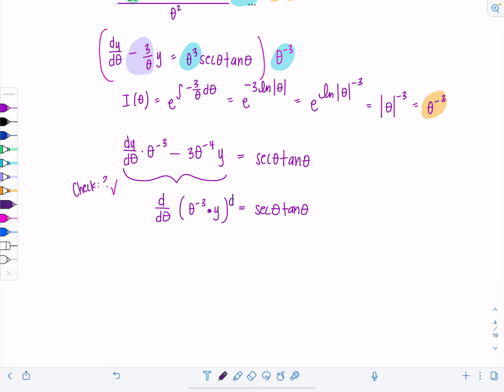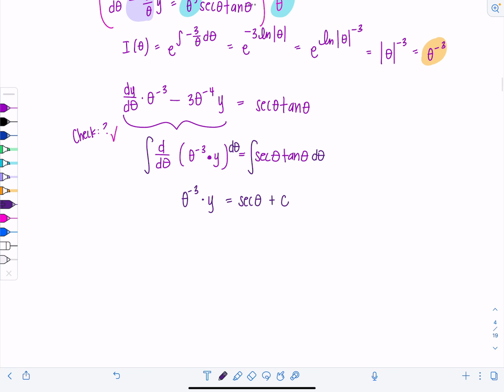How wonderful. So d theta, integrate. Okay. So now we have theta to the negative third y equals, what's the antiderivative of secant theta tan theta? It is secant theta. Don't forget plus c, okay? Now it's kind of up to you at this point. Do you want to solve for C now or after you get Y by itself? It doesn't matter. Sometimes it's easier to find it at this step, or sometimes, if you forget though and you do it at the very end, whatever.